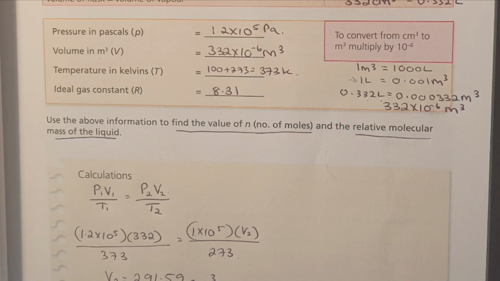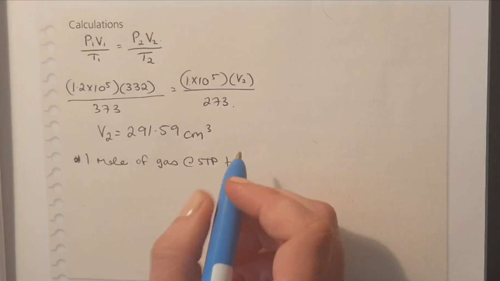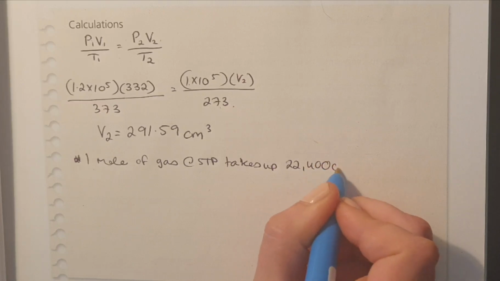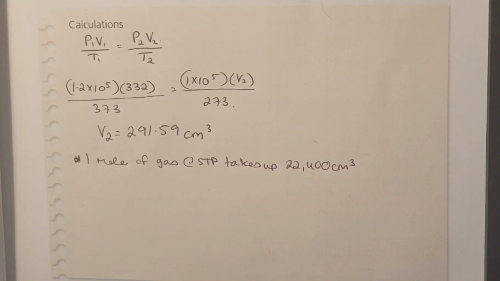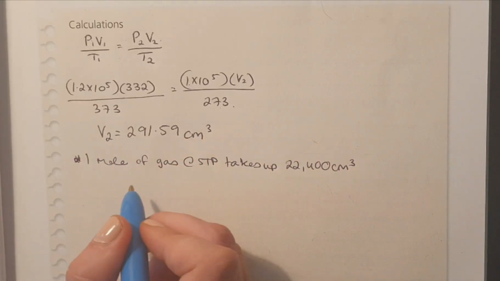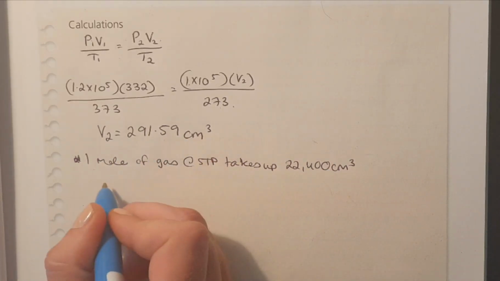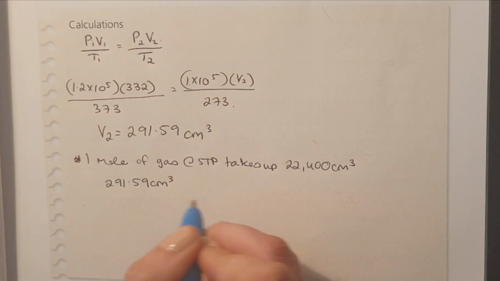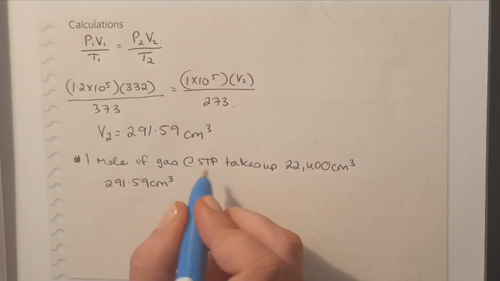Okay, now to find the relative molecular mass, I'm just going to write this in. 1 mole of gas at standard temperature and pressure takes up 22,400 centimeters cubed of volume. Now we have at standard temperature and pressure, it takes up 291.59 centimeters cubed. Okay, so it's clearly not a full mole.